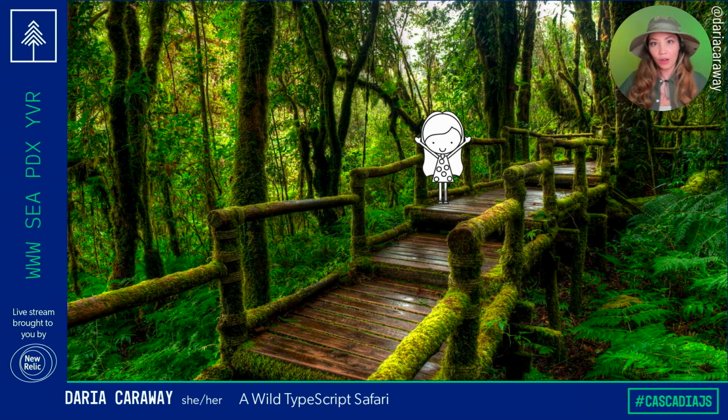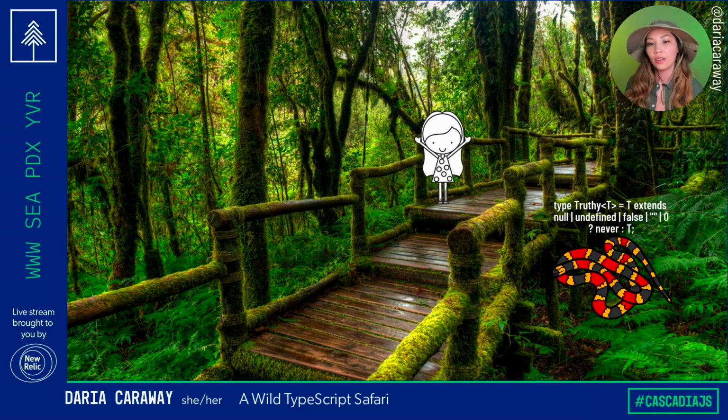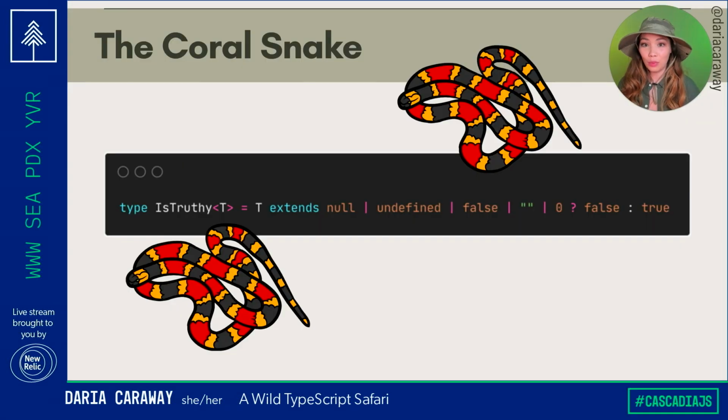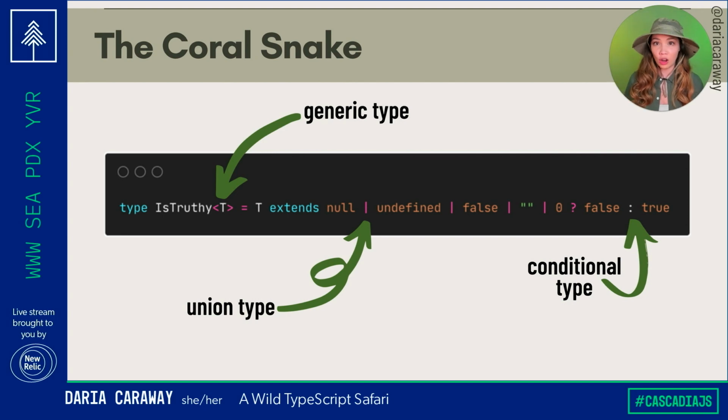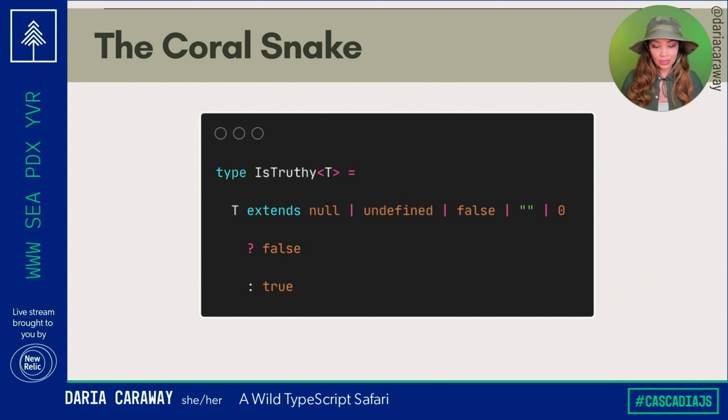So let's start off on this journey. We're on this trail, we're further away from the crowds. The first type we come across is this coral snake type. And I can tell you as a safari guide that coral snakes are incredibly poisonous. At first glance, it's really long, there's lots of stripes. It's kind of hard to identify because there's so much going on here. There's a generic type, a union type, and a conditional type. So let's break down this type and identify all of the parts.